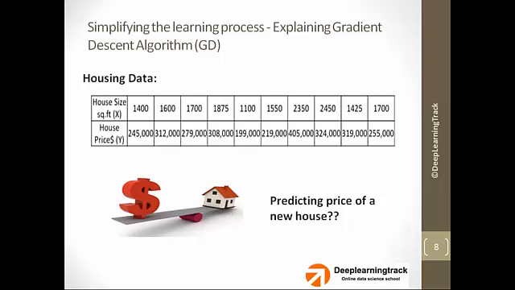And the problem here is, given a house size in square feet, we should be able to predict the price of this particular house. We do understand that house price is not just influenced by house size, but also by a lot of other factors. But for now, we'll just assume that only house size is influencing house price and nothing else. If that is the case, how do I go about converting this prediction problem into a mathematical problem and solve this?